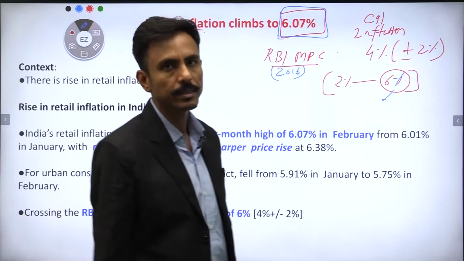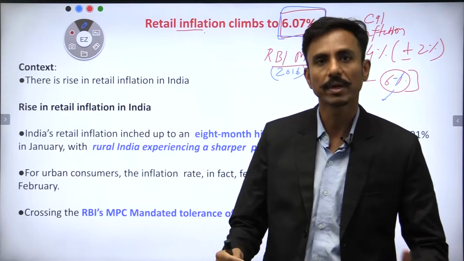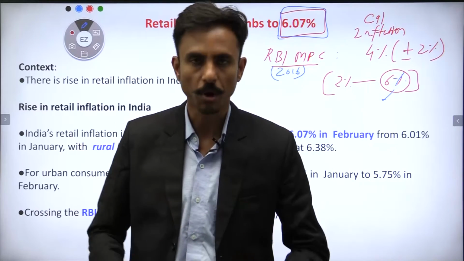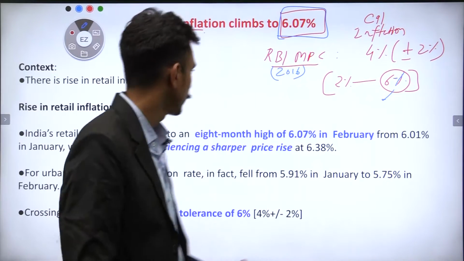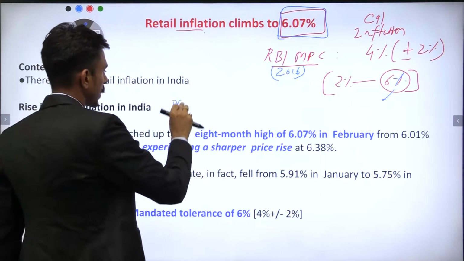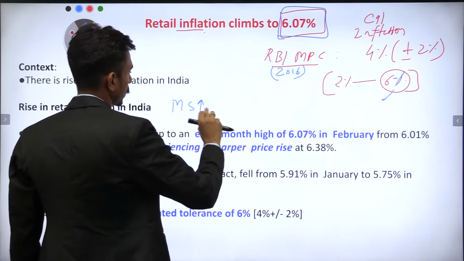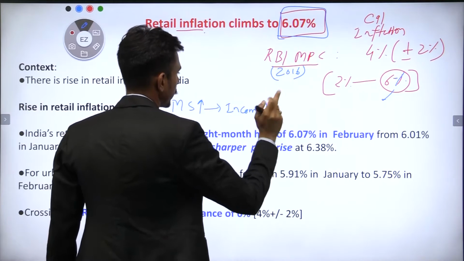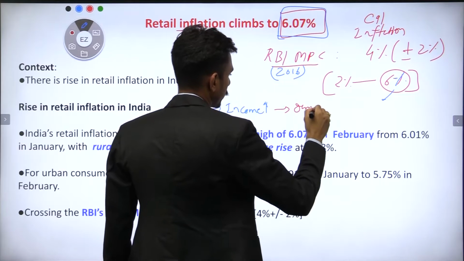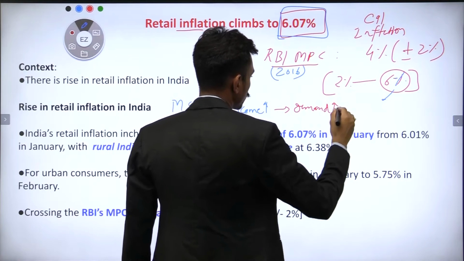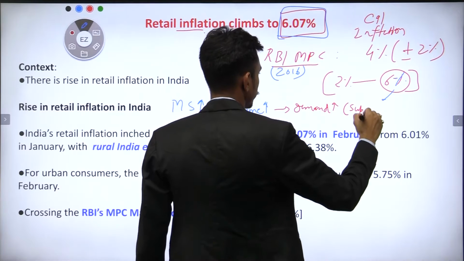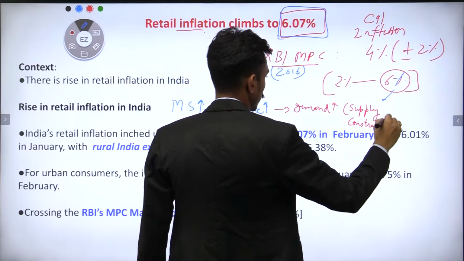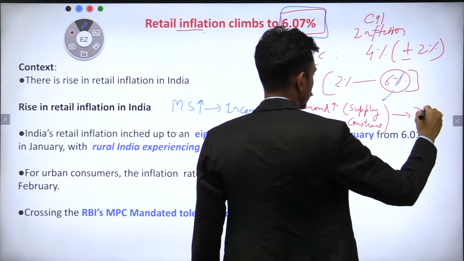Guys, inflation is when too much money is chasing too few goods. That means you have more money in your pocket and there is less supply, right? When you have more money, let's say the money supply is more, the income levels are more. When the income levels are more, the demand would be more. When the demand is more and the supply is not matching the increase in demand, there is a supply constraint, it would shoot up the prices.